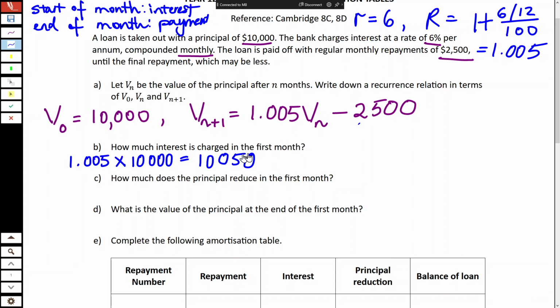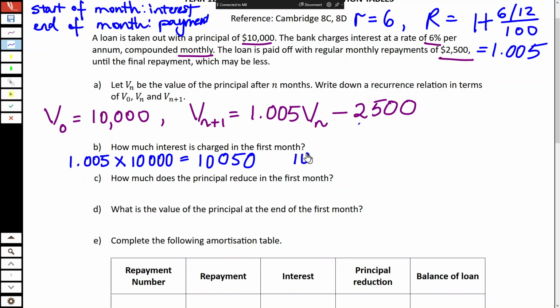And when we do this step here, the bank has charged us interest. So after the bank charges interest, but before I've repaid the bank, I owe the bank $10,050. So it started at 10,000. Now I'm at 10,050. The interest is the amount that it grew by. So how much did the bank charge us? $50. Okay, that's the amount of interest that the bank charged you.